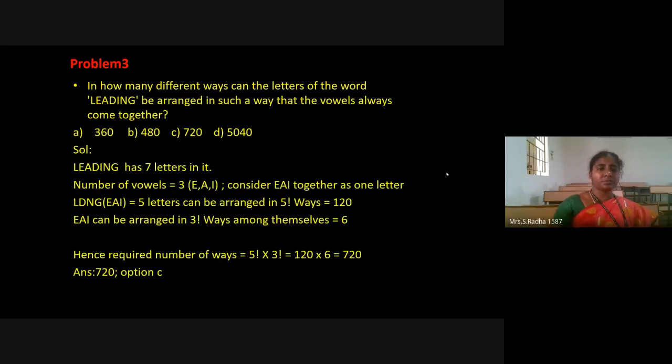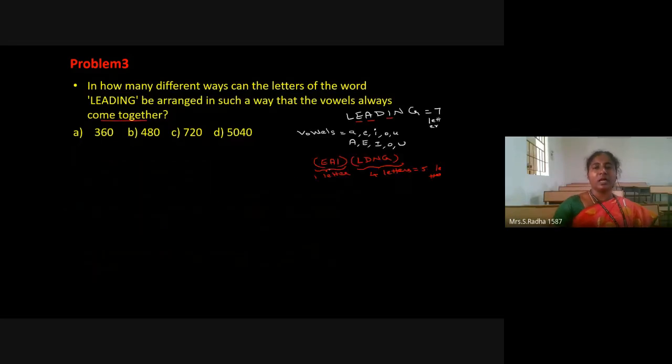And if you see here, we have 7 letters in total, of which 3 letters are vowels. You can write them together, either at the beginning or at the end. I have written them at the beginning. You can also write them at the end. First you take L, D, N, G, then you can write E, A, I. Any way you write it, all the vowels together have to be considered as one letter. That is the condition. Whenever the question says vowels should come together, this is the process we have to follow.